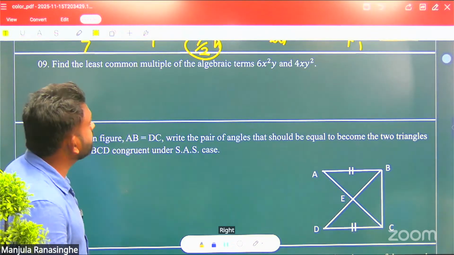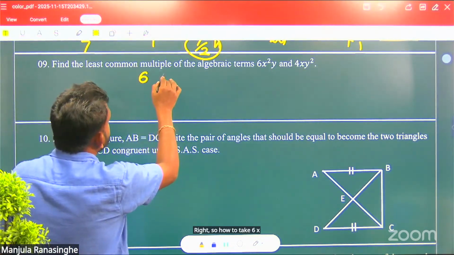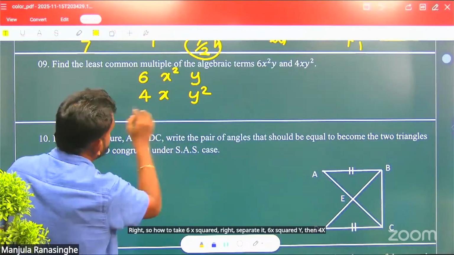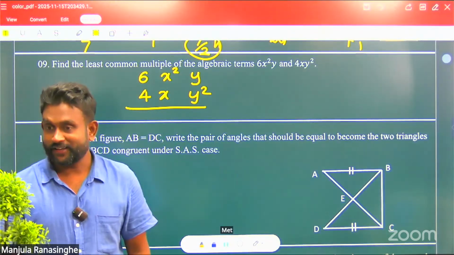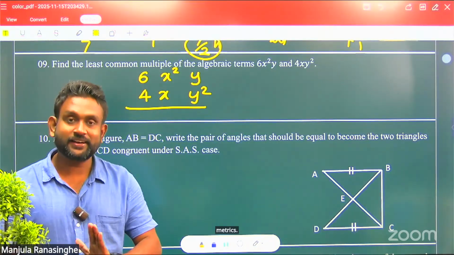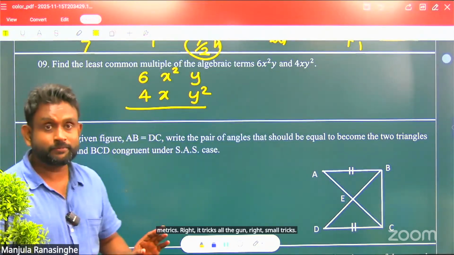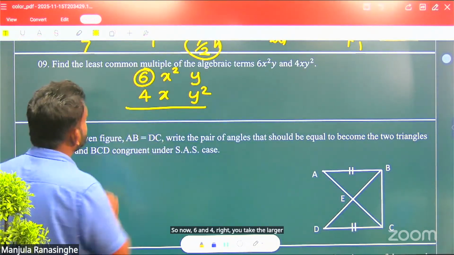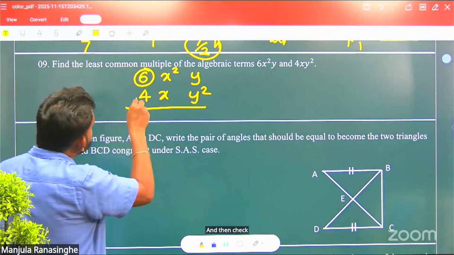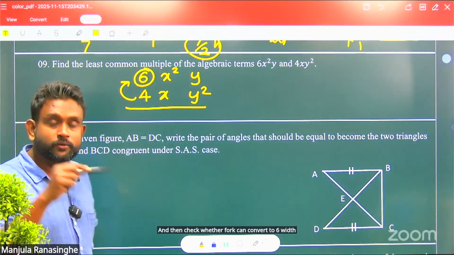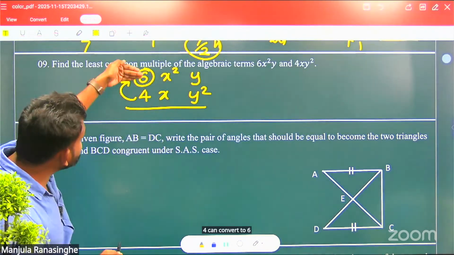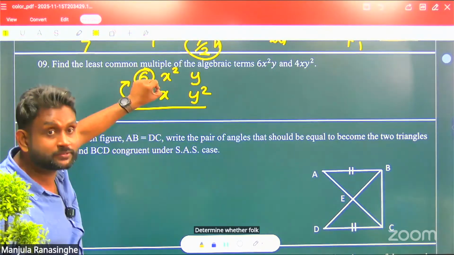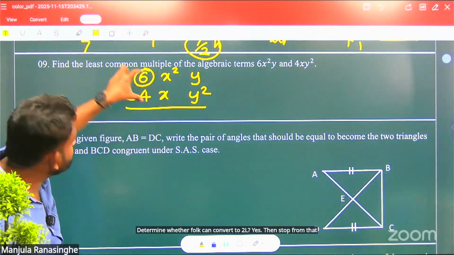Right. So how to take 6x squared y and 4x y squared? Separate them. These are small tricks, but within the syllabus, and marks are given. Now 6 and 4. You take the larger value, 6, and check whether 4 can convert to 6 with multiplication. Can 4 convert to 6? No. Then take the second multiple of 6, that is 12. Can 4 convert to 12? Yes. Then stop from that point. That is the LCM of these numeric values.